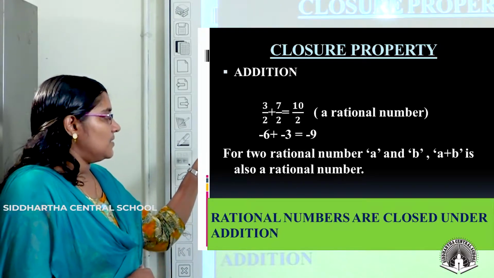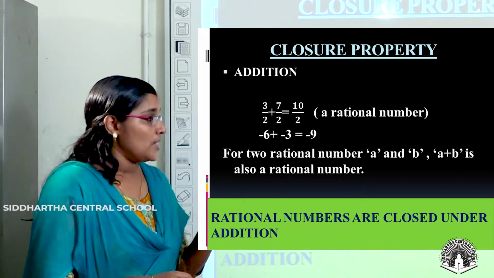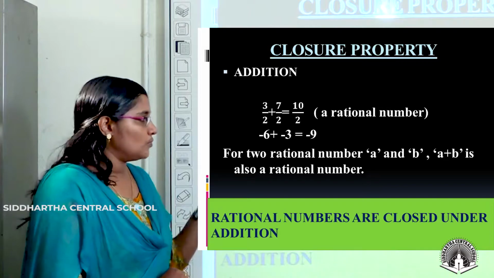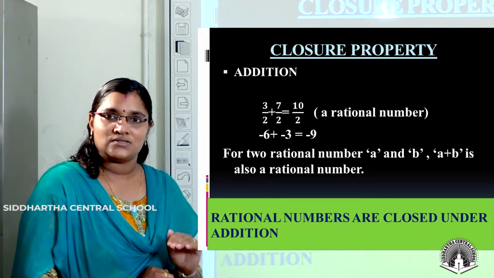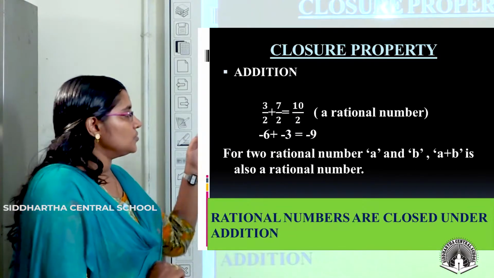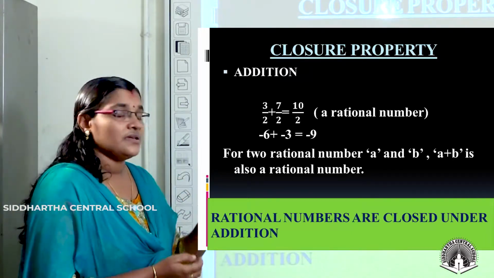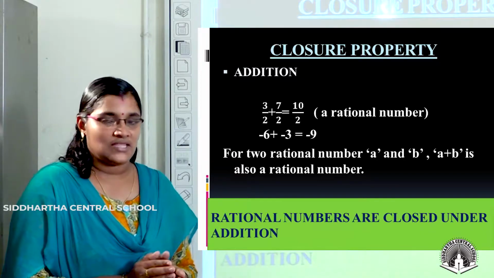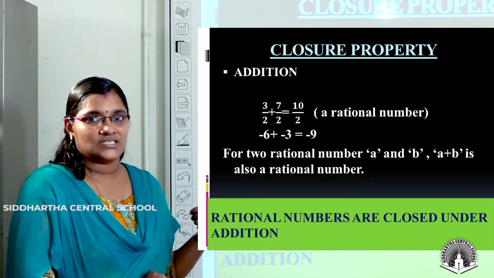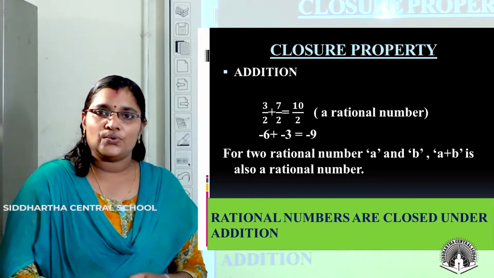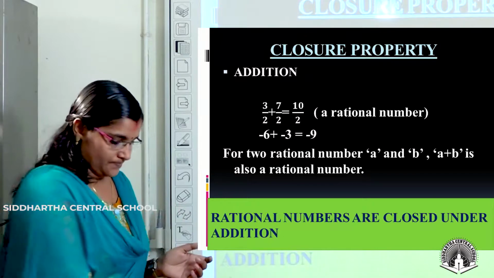Then second example, minus 6 plus minus 3. Minus 6 has denominator 1, and minus 3 has denominator 1, so both are rational numbers. We got the answer minus 9, which is also a rational number. So in these two examples, if we add two rational numbers, we get a rational number. So rational numbers are closed under addition.